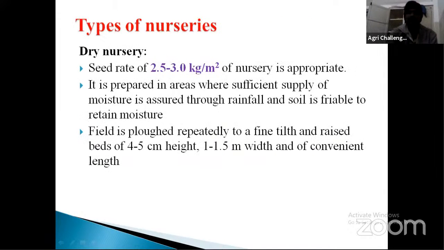And the next one is types of nurseries. Three types of nurseries are present. First one is dry nursery, then wet nursery and dapog nursery. For dry nursery, the seed rate is 2.5 to 3 kg per meter square, and it is prepared in areas where sufficient supply of moisture is assured only through rainfall and the soil is able to retain moisture.